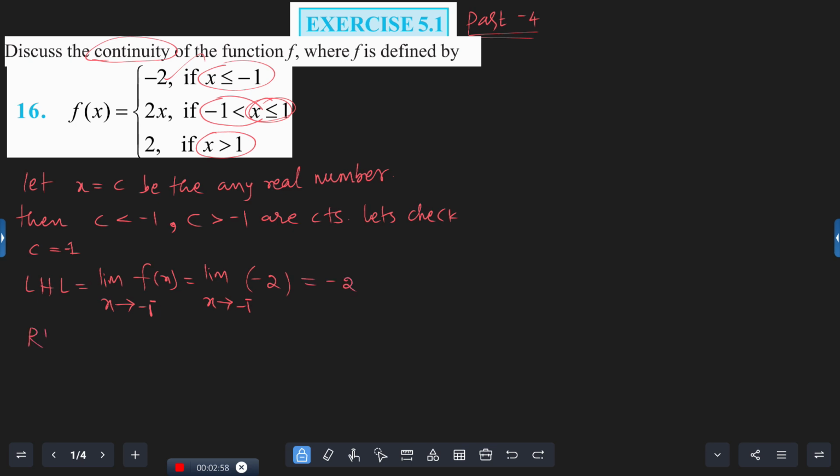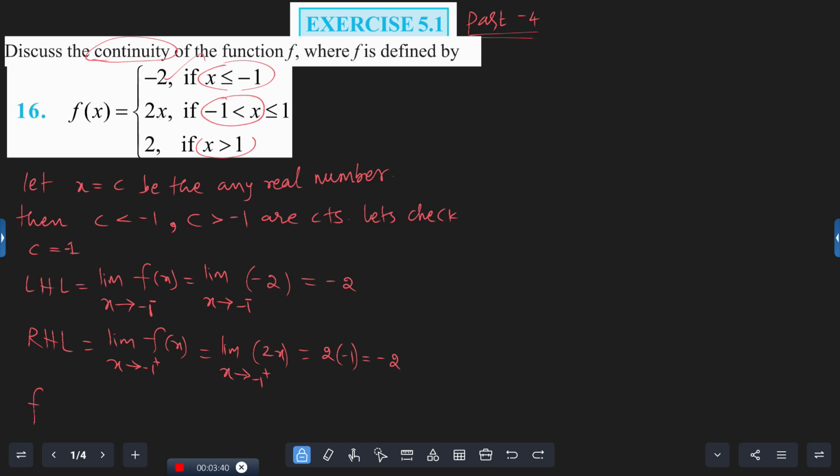Like that, right hand limit, which is equal to limit x tends to -1 plus f of x, the plus power in the sense -1 and above is the meaning. Here for -1 and above we have 2x, so 2x is our variable. So limit x tends to -1 plus of 2x. When I substitute x as -1, I get -2. So left hand limit and right hand limit are both equal. What do we have to check? Function value we should check.